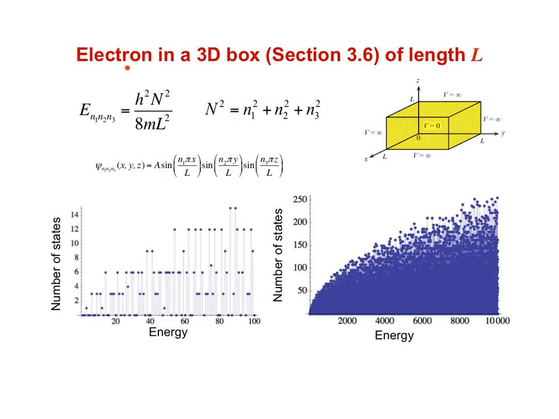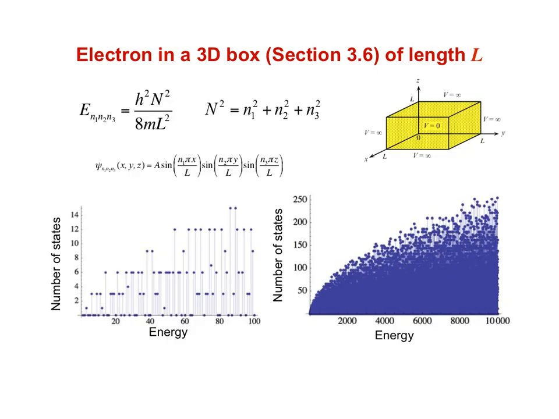Let's consider the solution to wave functions for electrons in a three-dimensional box that we solved in section 3.6. We saw that those wave functions can be described as waves that are very similar to free electron type waves, but these waves must fit within the size of the box.